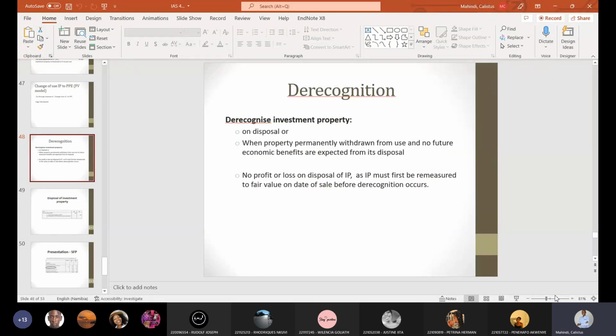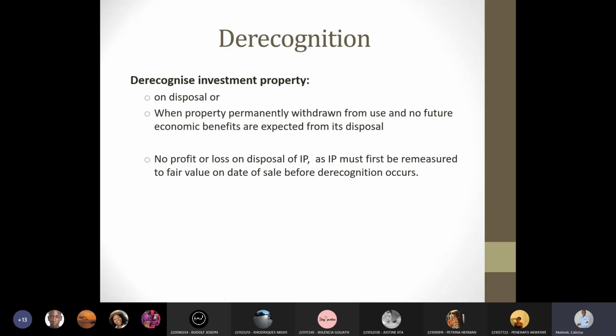Derecognition of investment property. So what does it mean to derecognize? That just means to remove the carrying amount of an asset from the records. In this instance, we are talking about investment properties. In the previous standard, we were dealing with derecognition of PPE. That was to remove the carrying amount of PPE from the records. So when we're talking about the derecognition of investment property, we're also speaking about just removing the carrying amount of investment property from the accounting records.